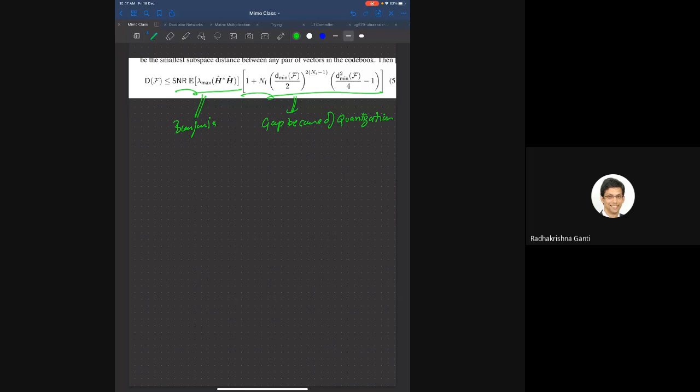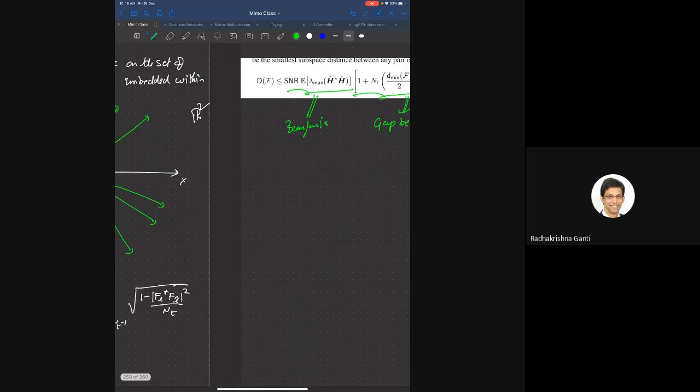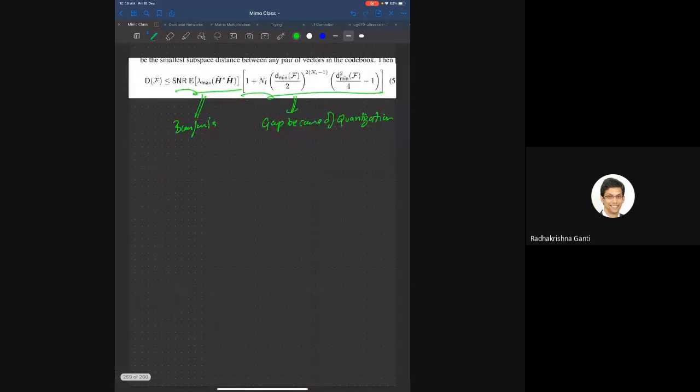In the next class, we'll look at the generalized precoder. Here I was trying to motivate this whole Grassmannian manifold and packing with one-dimensional beamforming. In the next class, we'll look at generalized precoders and see if we can make more sense out of them. Fine. I'm going to stop now. You guys also have to sit down and read the textbook once.